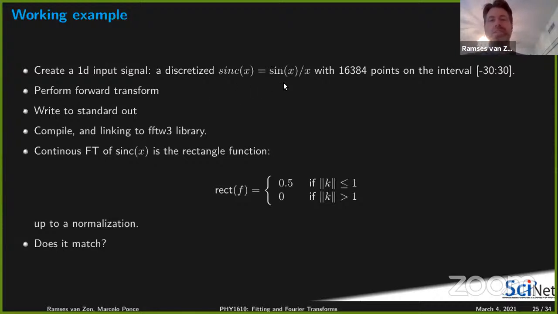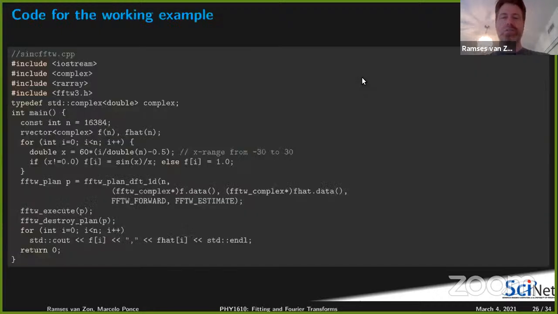Sorry, and then we're going to actually check if it's true. The idea is this is our function. This function is known to have a Fourier transform that is called the rectangle function. The rectangle function is 0 outside of k from -1 to 1, and inside, k from -1 to 1, it's equal to 1/2. So we want to know if that's true. When we take 16,384 samples of this function and pass them through the Fourier transform, is it correct? This would be our unit test of the Fourier transform.